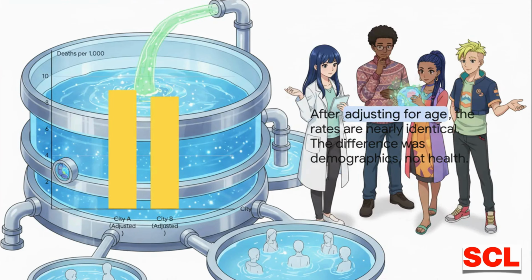And this is the magic of standardization. When we use math to adjust for those age differences and create a level playing field, the picture completely changes. The death rates are now almost identical. The big difference we saw before wasn't really about health at all. It was just about demographics. Standardization lets us see the truth hiding behind the raw numbers.